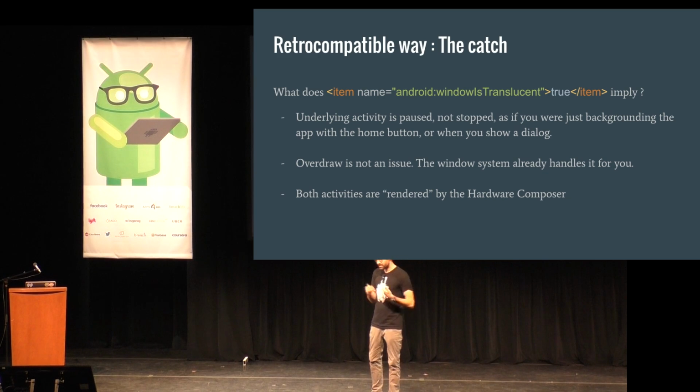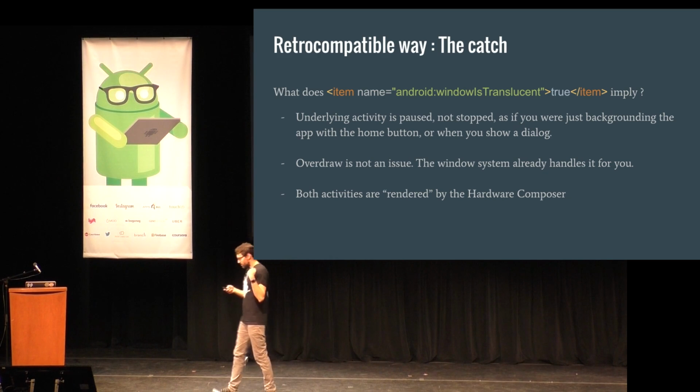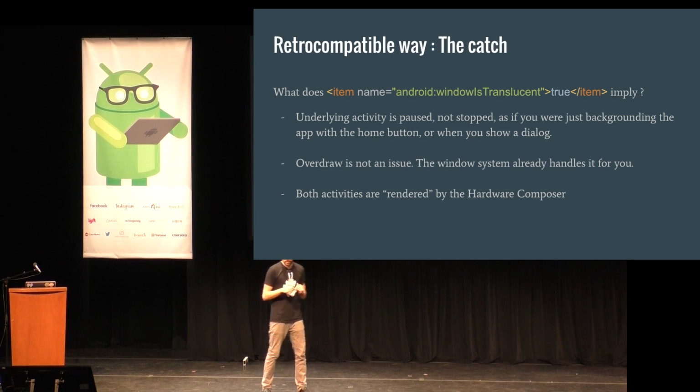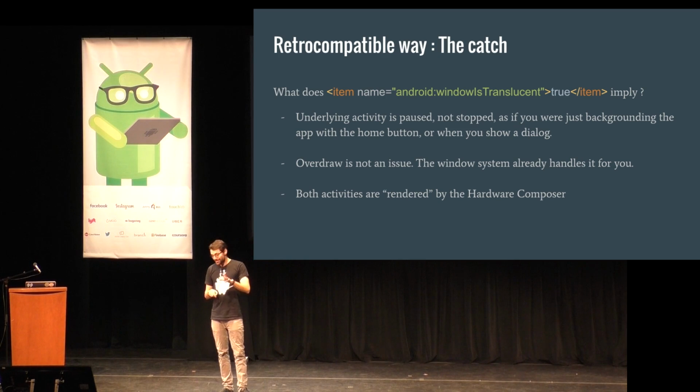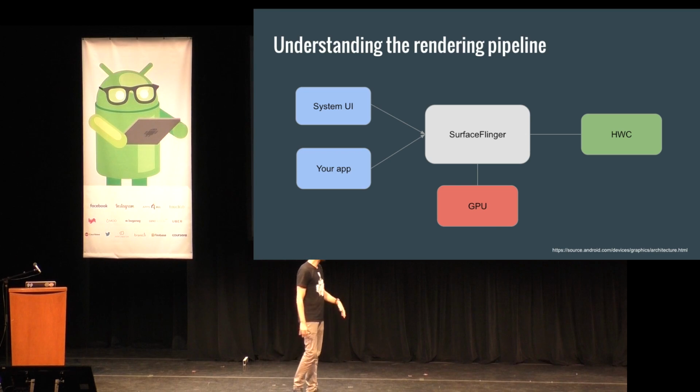So it's still drawing something. So what is really happening? To understand what's happening, I need to tell you a little bit about the hardware composer and Surface Flinger. So don't get too scared. It's going to be very high level, and I'm sure you're going to understand.